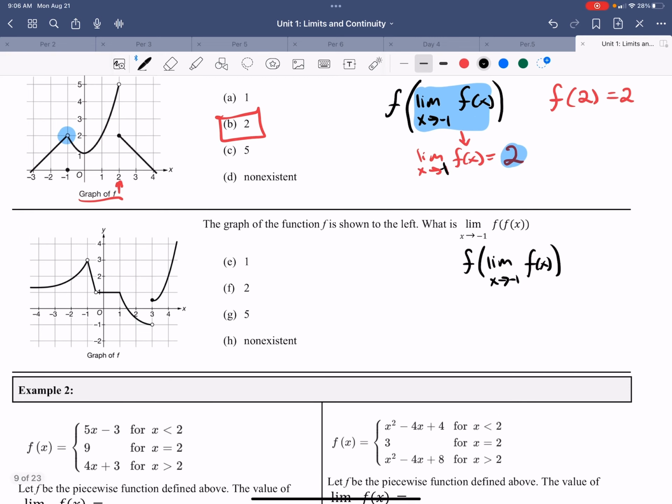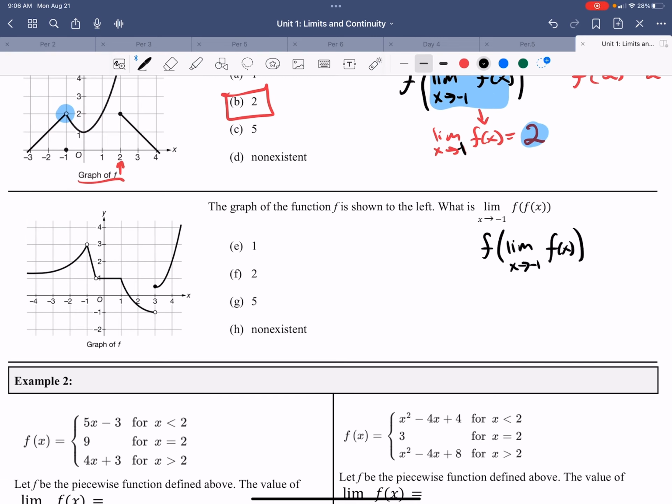So over here, let's go back to this one. Over here, the limit as x approaches -1 of f of x. We go to -1, right? Our limit here is 3. So the limit as x approaches -1 of f of x is equal to 3. So now we're looking for f of 3. And if you go to f of 3, that's going to be 1. Okay? Follow the logic and you'll be fine.